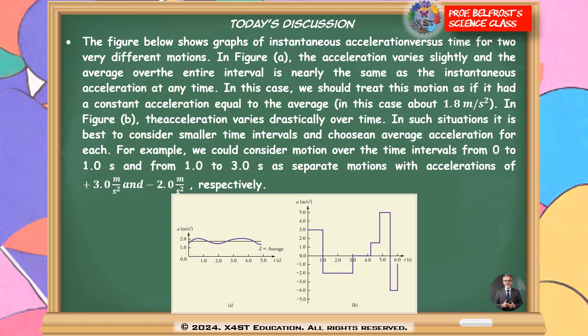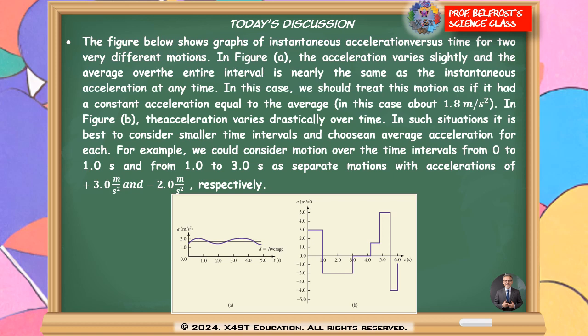Okay, so the figure below shows the graphs of instantaneous acceleration versus time for two very different motions. See the left figure A. The acceleration varies just slightly, and the average over the entire interval is nearly the same as the instantaneous acceleration at any time. This is sometimes a tongue twister for me. In this case, we should treat this motion as if it had constant acceleration equal to the average, which, if you zoom the picture, is about 1.8 meters per second squared.